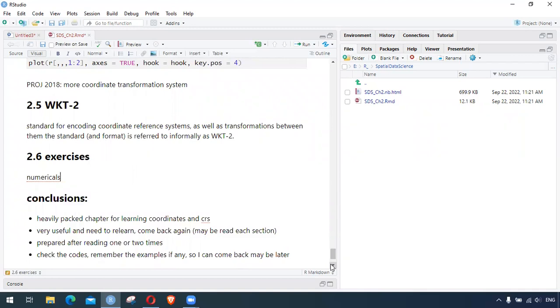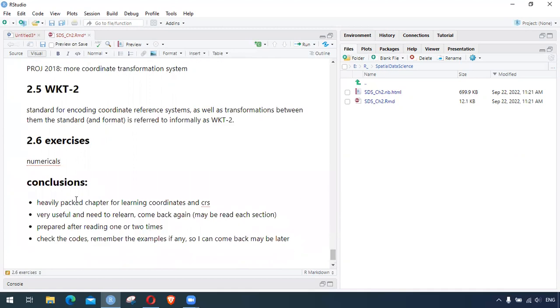The conclusion that I can draw from this chapter is that this is a very heavily packed chapter for early learners of spatial data science, but as it is heavily packed, of course it is very important to understand so many things, and it is very useful. We need to relearn, come back again and read each section very carefully, and we can check the code. Of course, for generating the circles, if we are not aware of that, we can try doing it.